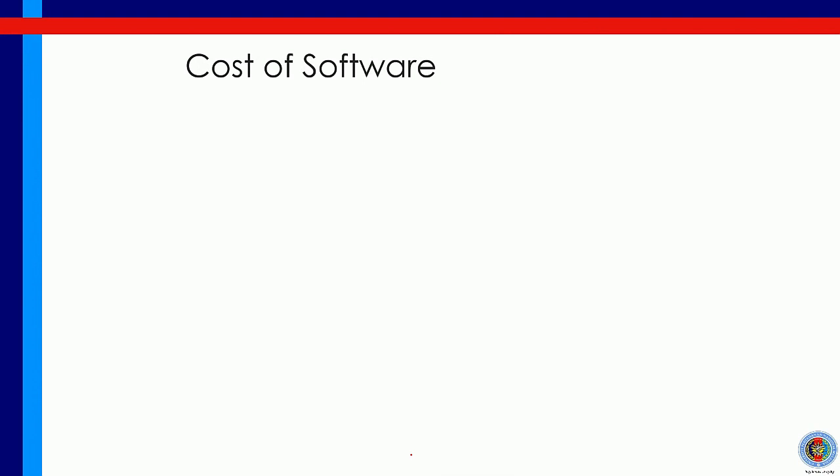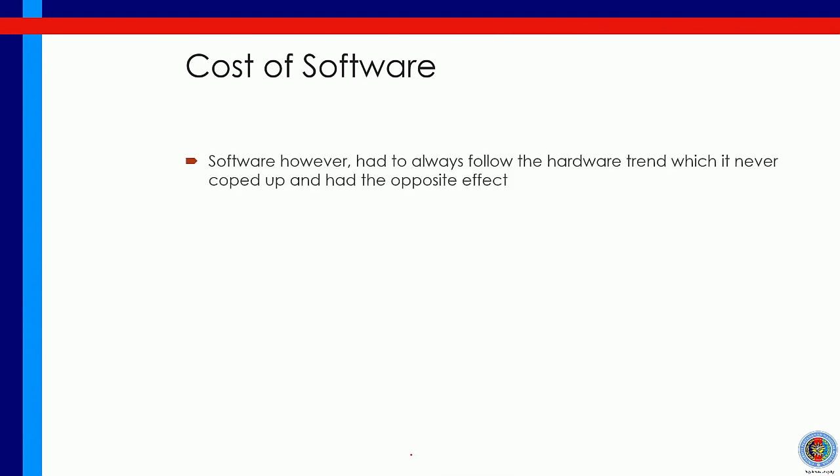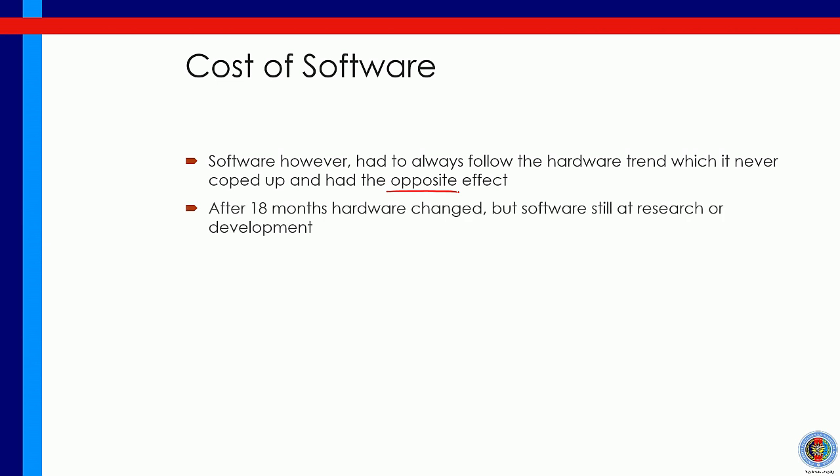However, software development does not follow Moore's law. Software, on the other hand, has to always follow what the hardware can offer. So because of that, the development of software has almost the opposite effect of what we find in the hardware trend. It is opposite. The reason is that after 18 months, when the hardware has changed significantly, software is still at research and development to follow what the hardware could give 18 months ago.